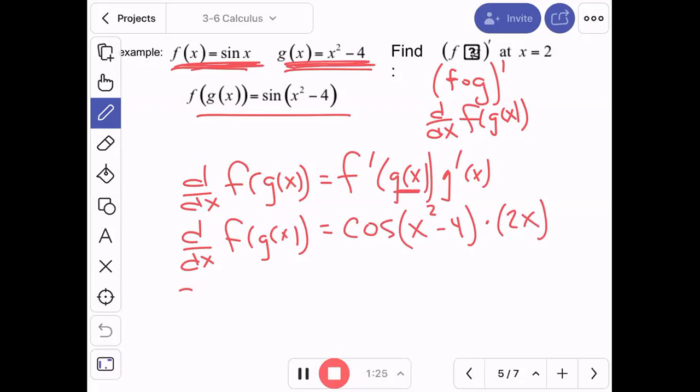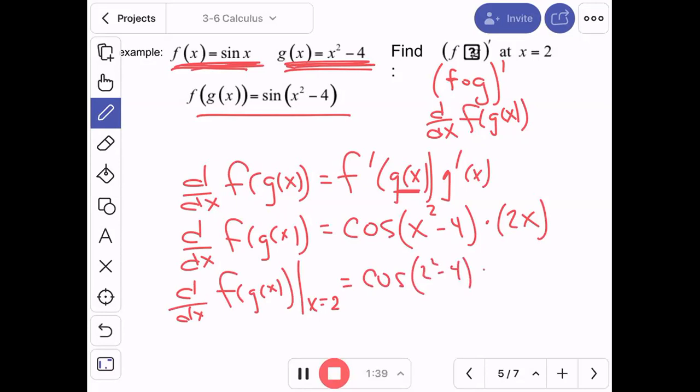But what I want is the derivative of f of g of x at x equals 2. So I want the cosine of 2 squared minus 4 times 2 times 2. So that's the cosine of 0, which is just 1, and 1 times 2 is 2. So in the end, I get 2.